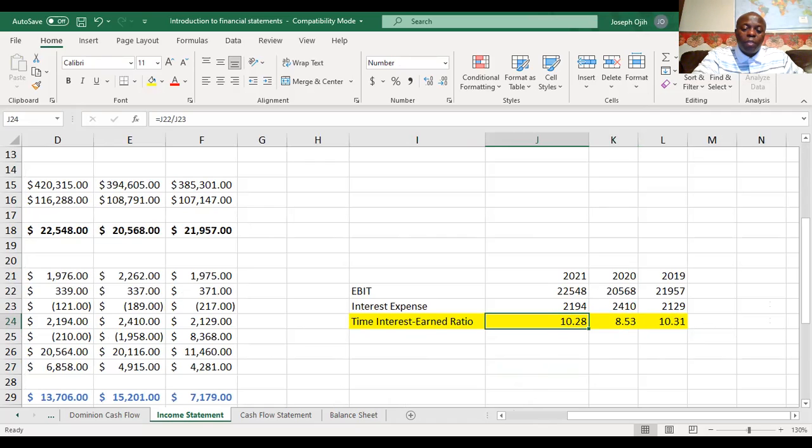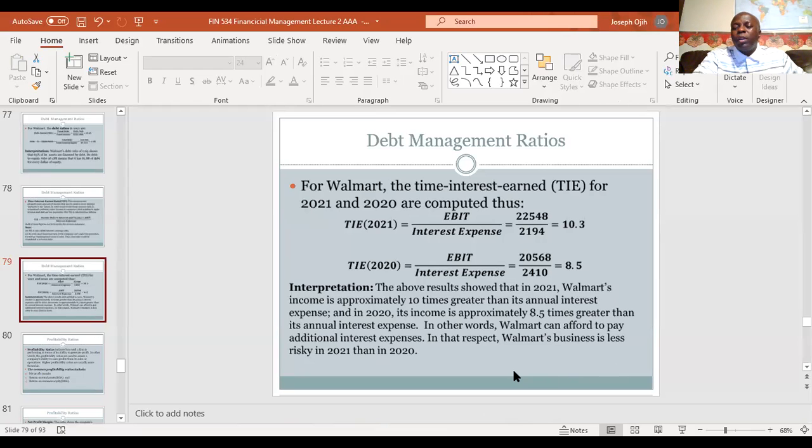Now, what does this mean for Walmart, or what does it imply for somebody trying to invest in Walmart? First of all, for 2021, it's 10.3, which means that Walmart's income in 2021 is approximately 10 times greater than the annual interest expense. That means the money they have is 10 times greater than the amount they pay in interest on their debts. So they can more than cover their interest on the debts that year.